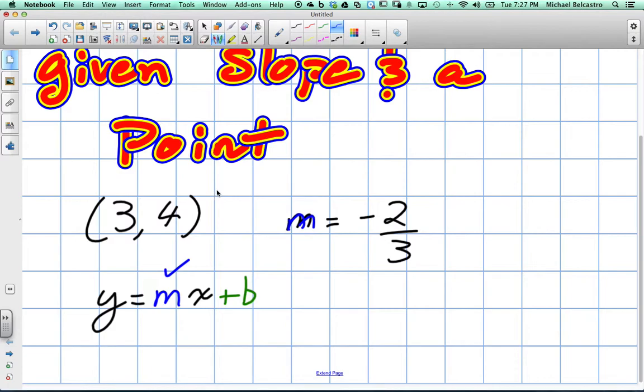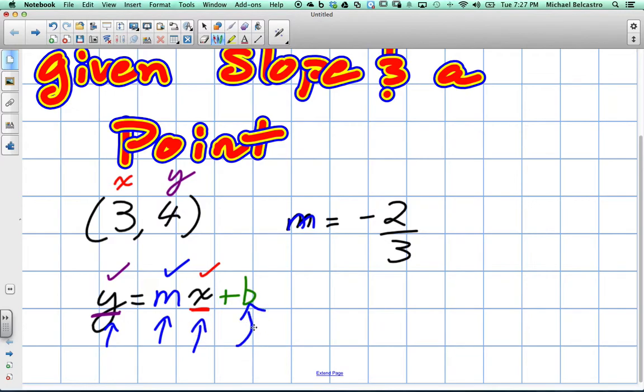The other thing we're usually looking for would be b. But in this case, we're not given b. What we are given, though, is a coordinate of x and a coordinate of y. So we have an x value and a y value. What we have now is 3 pieces of information that we can use to solve for the 4th piece. And once we have the 4th piece, we'll have the equation of a line.